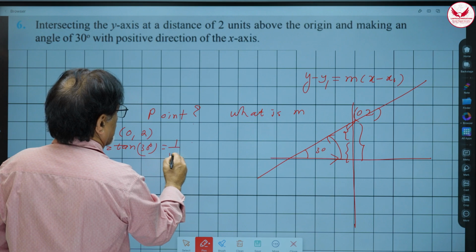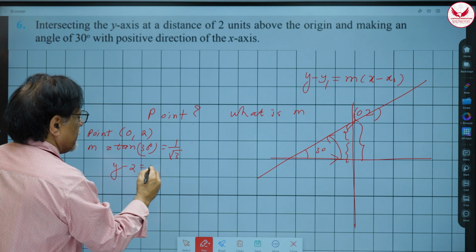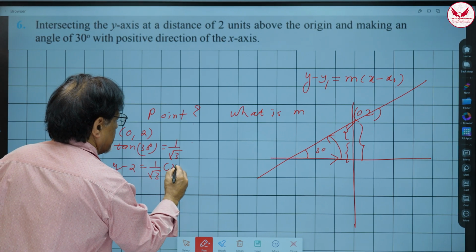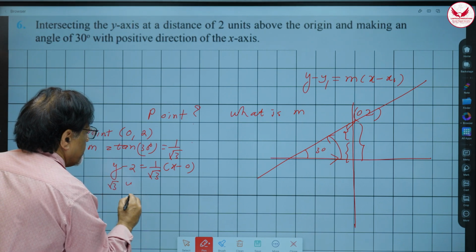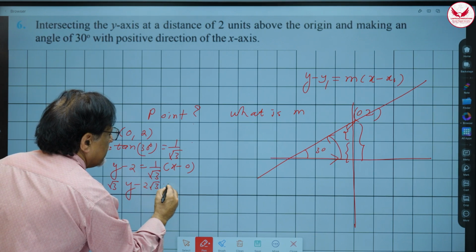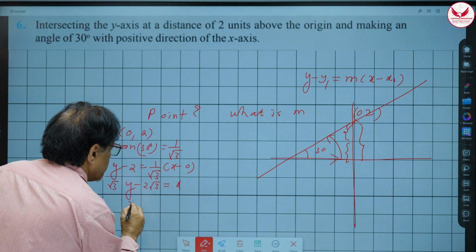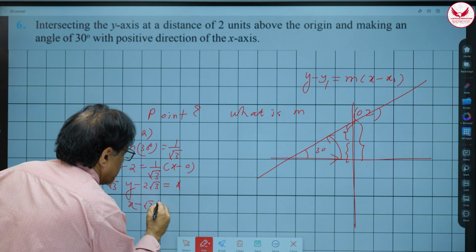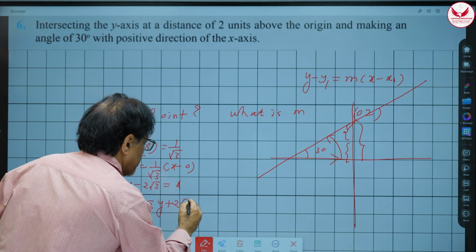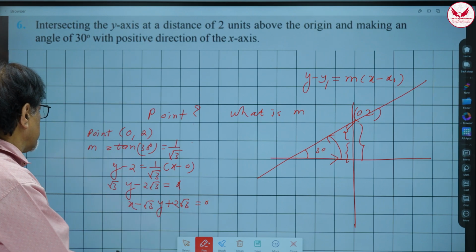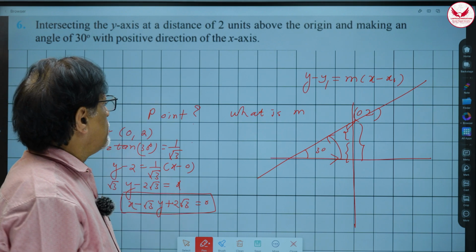Tan of 30 degrees means 1 upon root 3. So I'll just substitute in the formula: y minus 2 is equal to 1 upon root 3 into x minus 0, which this root 3 I'm going to take here. So root 3 y minus 2 root 3, right, is equal to x. Or let us transfer all the terms to the other side. So then it becomes x minus root 3 y plus 2 root 3 is equal to 0, correct? So this happens to be our reward, our gift, of solving the problem.